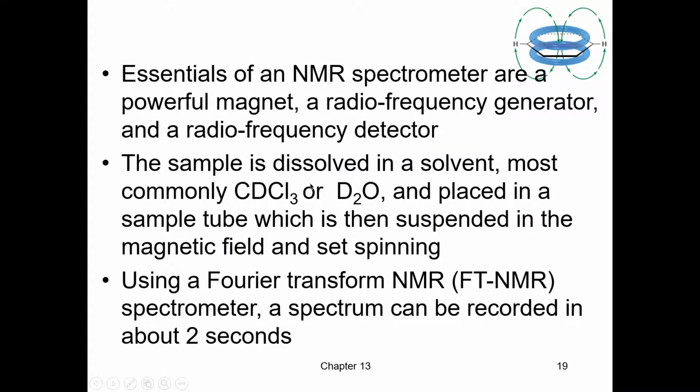Usually, to study the NMR spectra, the sample is dissolved in a solvent. Most commonly used solvents are CDCl3 and D2O. That is, since we are studying the signals produced by the hydrogen, that is proton, the sample should be free from proton, hence they are dissolved in deuterated chloroform or deuterated water.